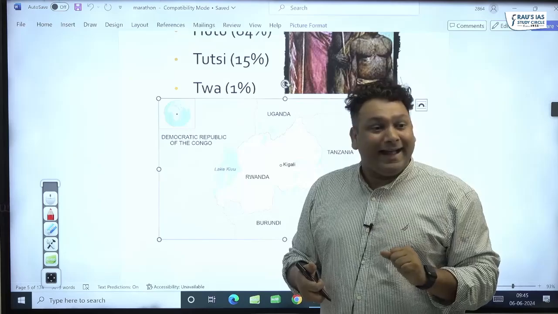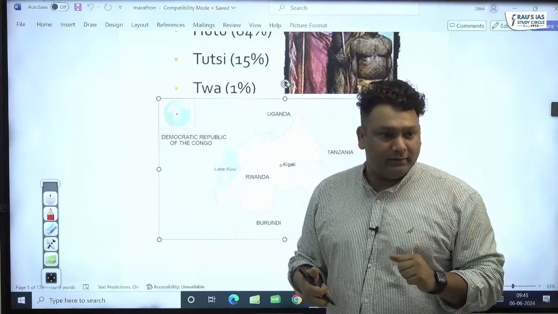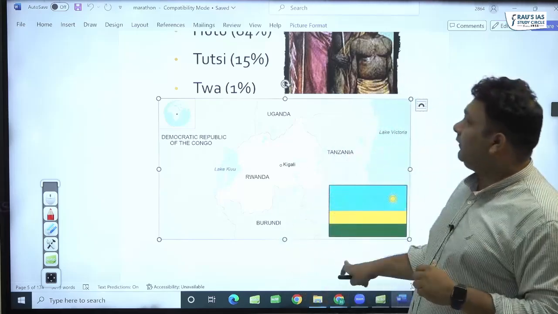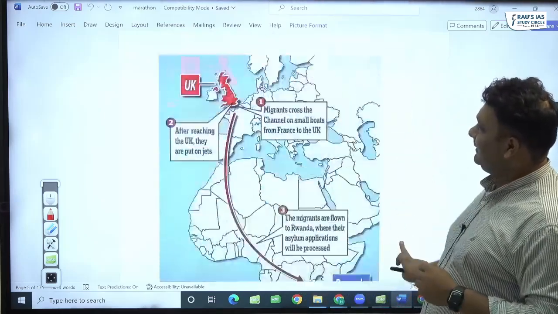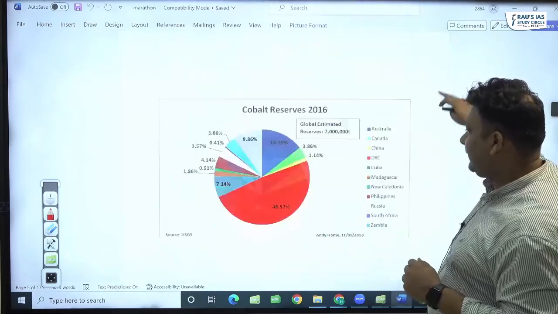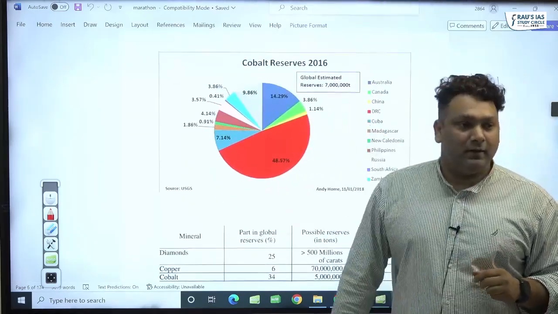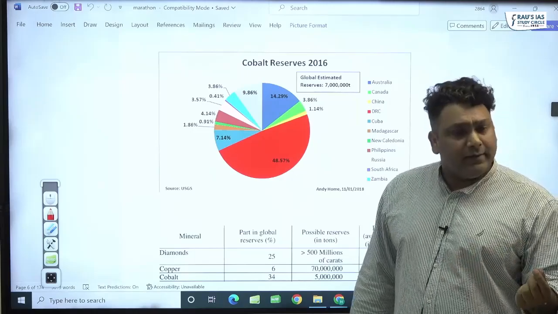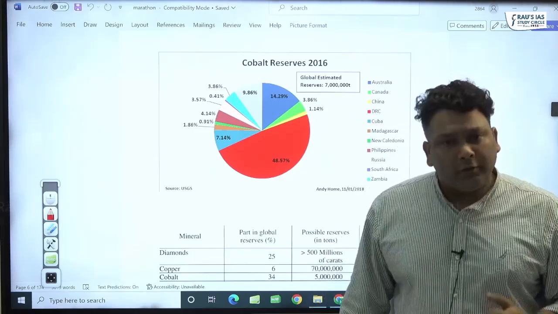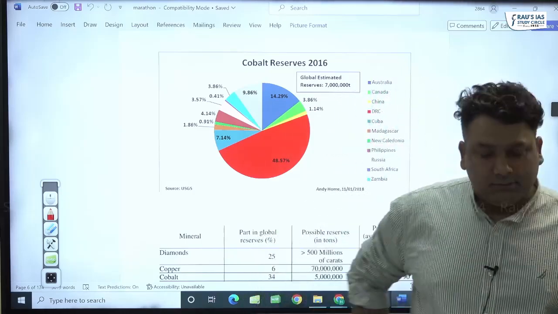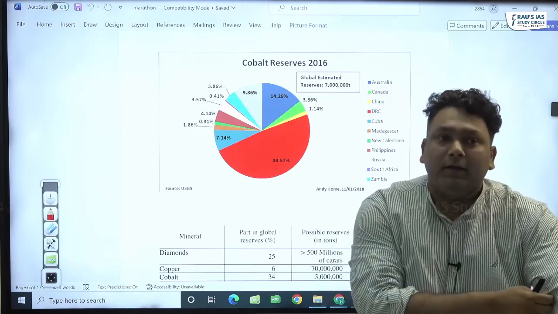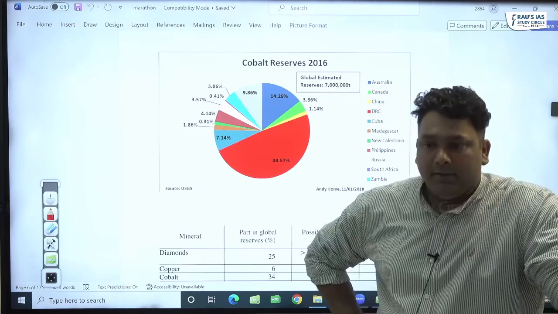But again, do they do such things just like that? There will be a reserve behind it, right? So that's why we should see the reserves which are there in DRC. Okay, so you can write one sentence: DRC has been accusing Rwanda and Uganda also, but majorly Rwanda, of supporting M23.